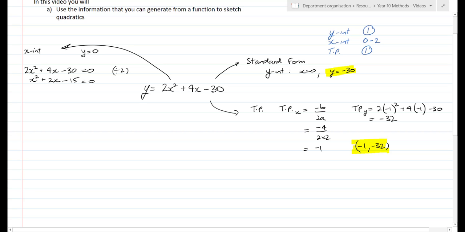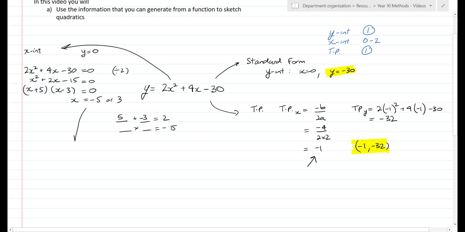This has gone from a non-monic to a monic quadratic situation. I want 2 numbers that add to equal 2 and multiply to equal negative 15. And those 2 numbers of course are 5 and negative 3. And so I get x plus 5 and x minus 3 equals 0, and x is equal to negative 5 or 3. And I know the average of negative 5 and 3 is negative 1, which is my turning point x value. So I'm very happy with that.